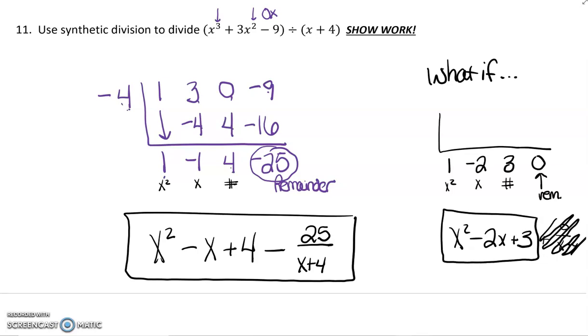So maybe, hint, hint, wink, wink, maybe the synthetic division problem on the test might not have a remainder. Maybe, possibly. I mean, you know, there's always that possibility, I guess.